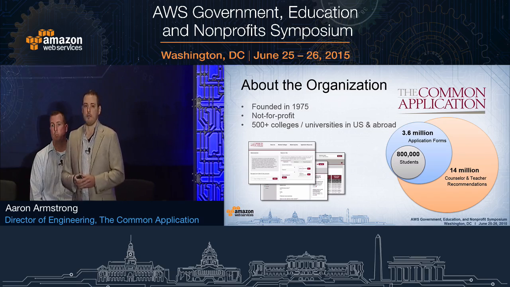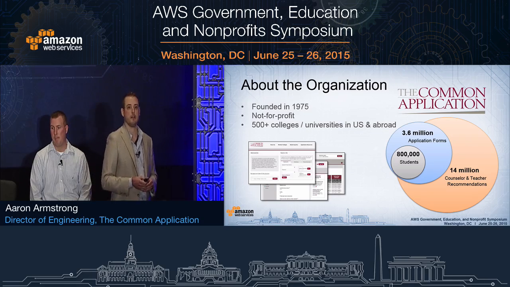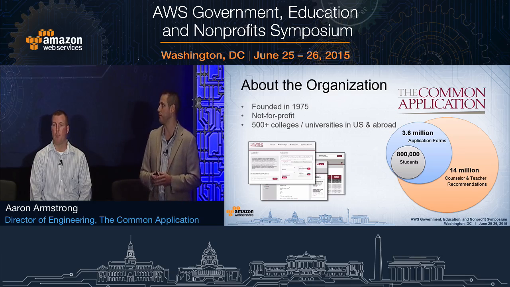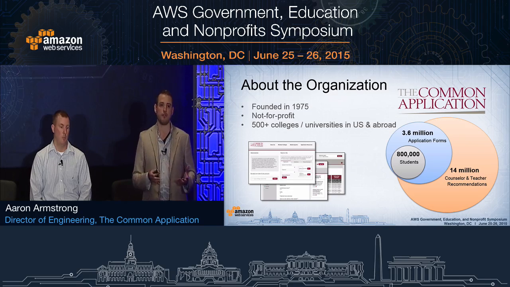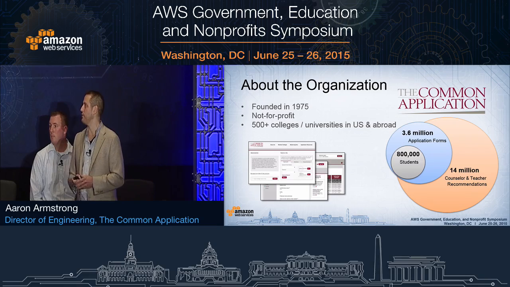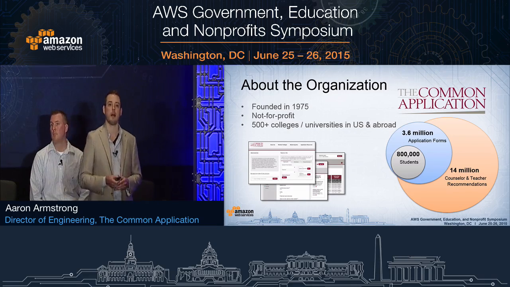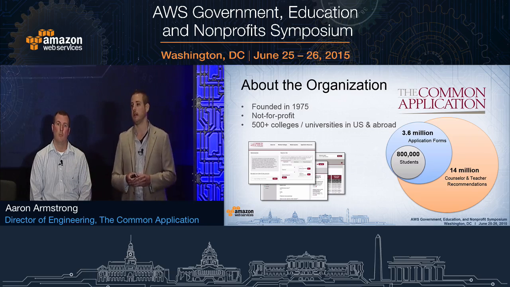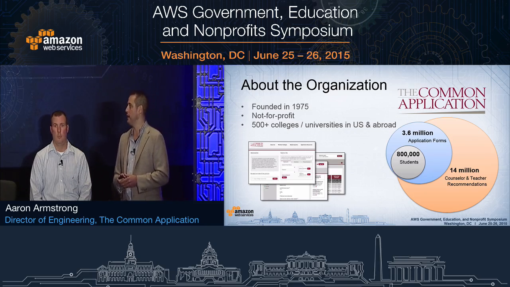So in terms of the scope of our user base, we have two primary user groups. The first being the students themselves, the applicants, and in our most recent season, we had more than 800,000 students who submitted a combined more than 3.5 million application forms.